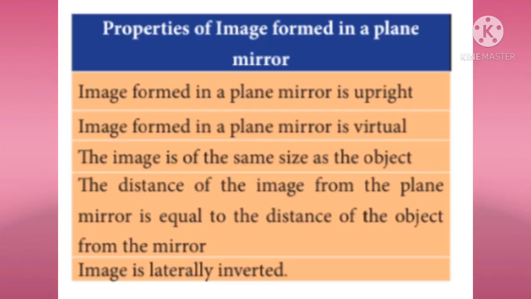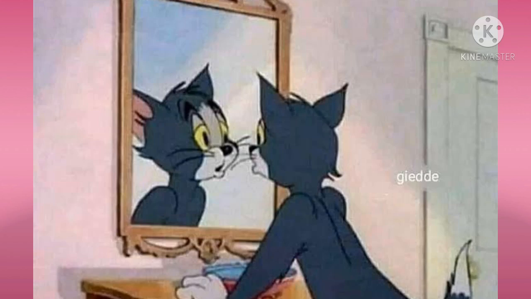Properties of image formed in a plane mirror. The image formed in a plane mirror is upright. The image formed in a plane mirror is virtual. The image is of the same size as the object. The distance of the image from the plane mirror is equal to the distance of the object from the mirror. The image is laterally inverted. These are the properties of the image formed in a plane mirror.